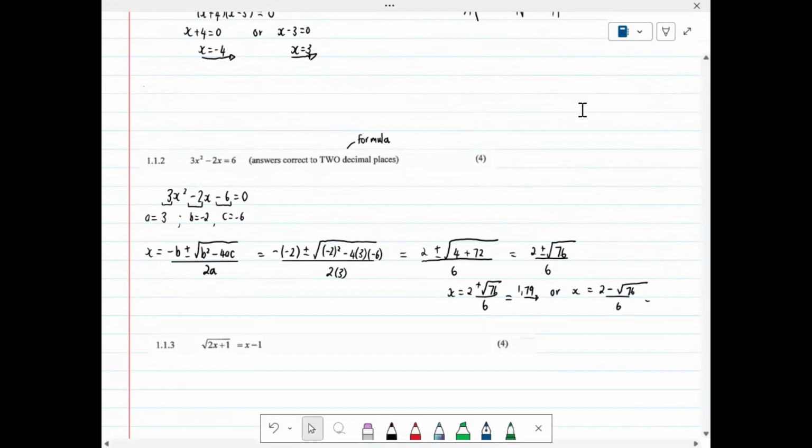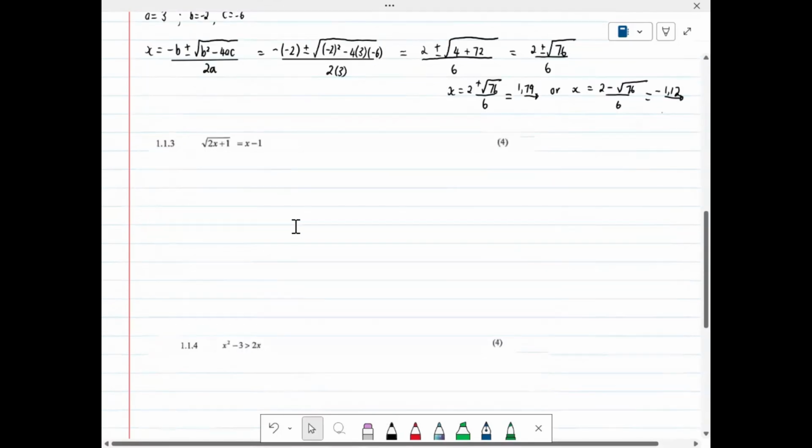which will give us negative 1.12 rounded off to 2 decimal places. Okay, so that's the quadratic formula, and that's what you need to remember. Let us have a look at the next equation.